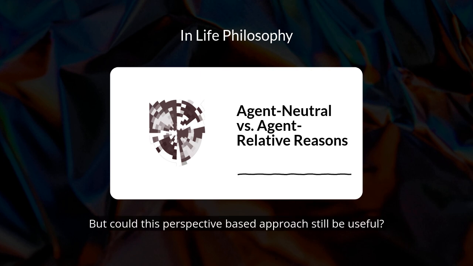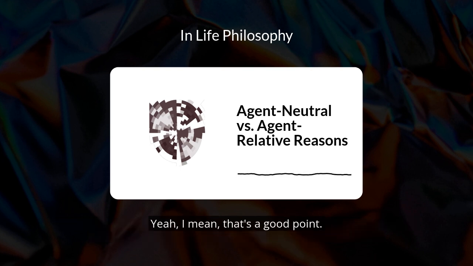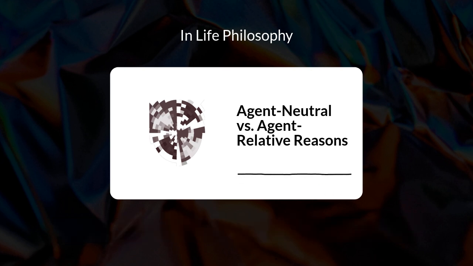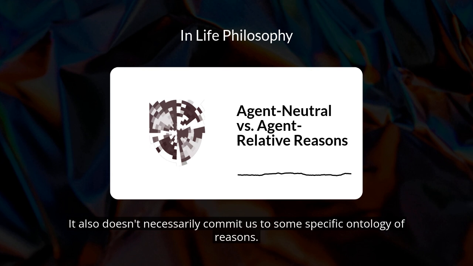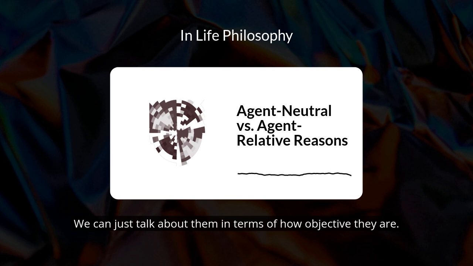But could this perspective-based approach still be useful in its own right? The idea of having varying degrees of objectivity doesn't really seem like it would clash with particularism. Yeah, that's a good point. The SEP notes that this idea of more or less objective viewpoints doesn't have to conflict with the idea that context is really important, which is the core of particularism. And it also doesn't necessarily commit us to some specific ontology of reasons. We don't have to say whether reasons are facts or something else. We can just talk about them in terms of how objective they are.